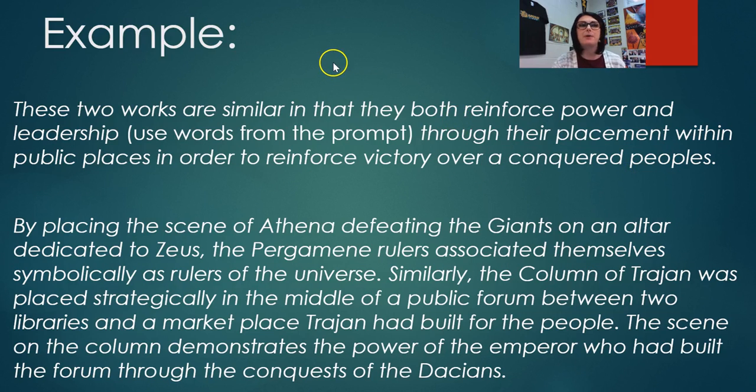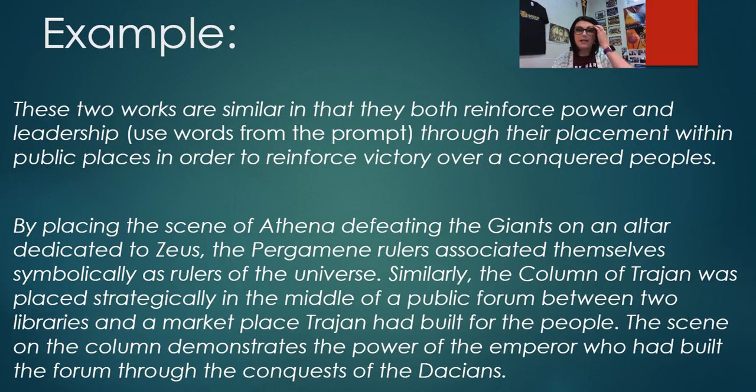So here's the example. These two works are similar. This is my claim. The two works are similar in that they both reinforce power and leadership. See, I'm using words from the prompt, through their placement in public places to reinforce victory over a conquered peoples. So what I'm saying here is that these battle scenes were put in public places so that people would see the victory of their leaders over conquered peoples.